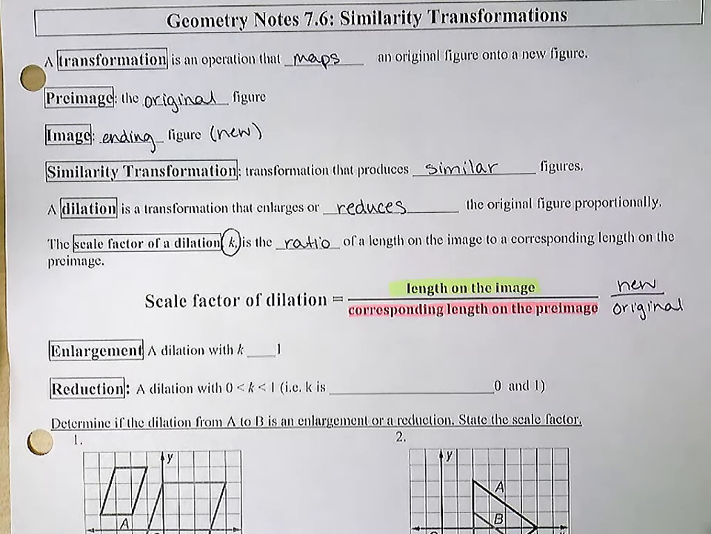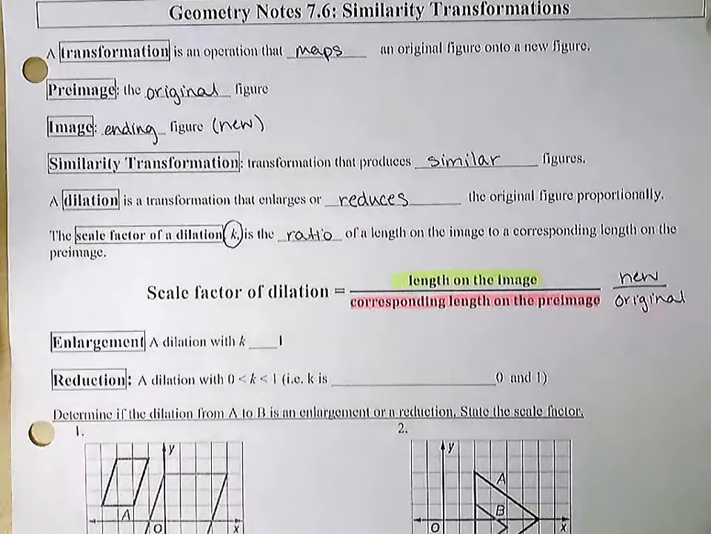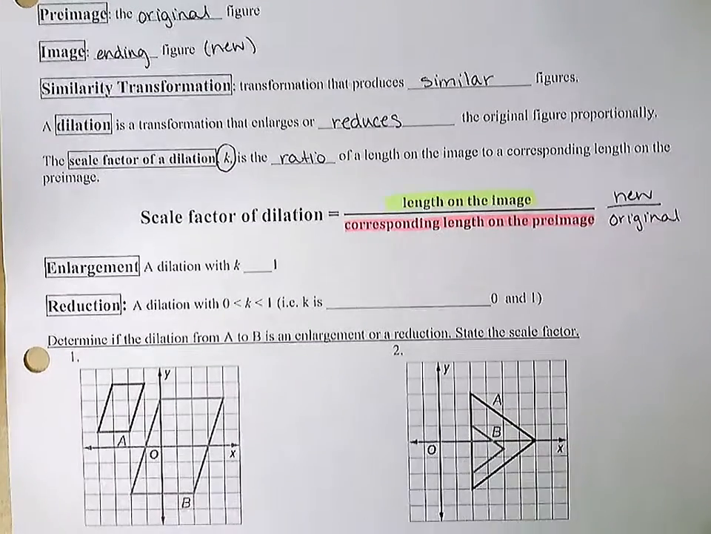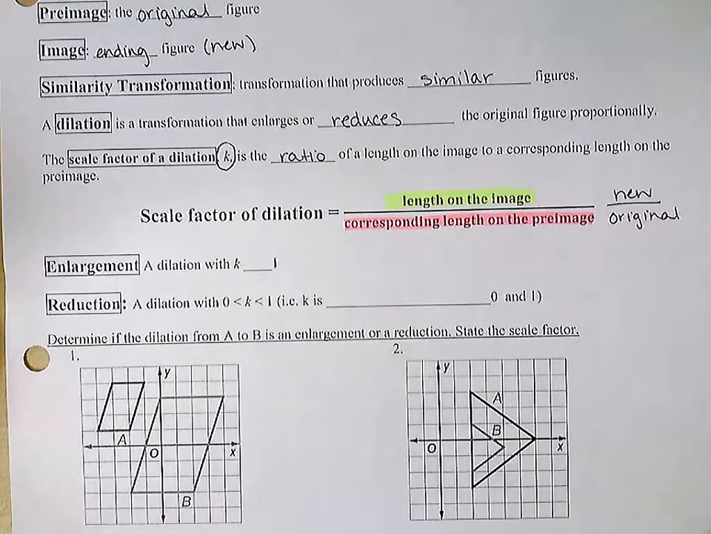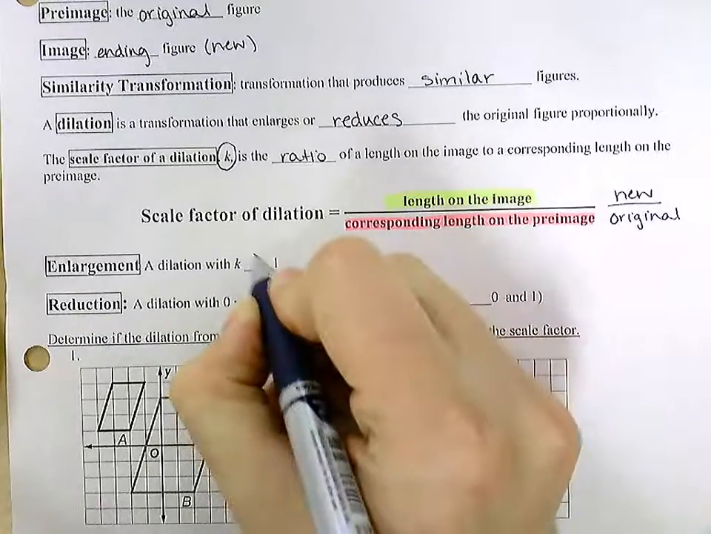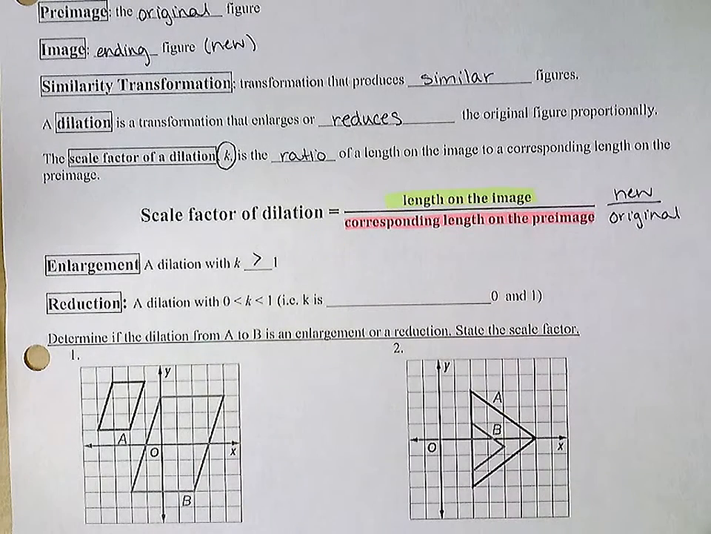So using that scale factor, you can determine if your image is an enlargement or a reduction. So if it's an enlargement, the dilation with K is going to be greater than 1. Okay, so that means your fraction has to be greater than 1. So it could be 3 over 2. It could just be 4 over 1. Okay, so if it's greater than 1, it is called an enlargement.